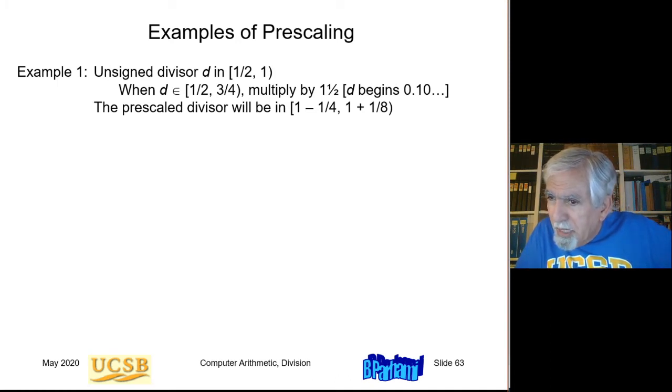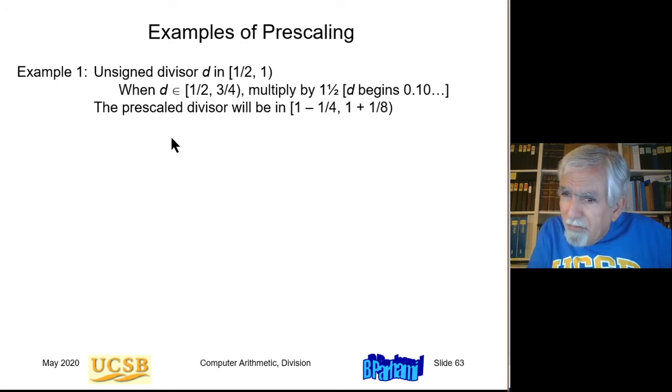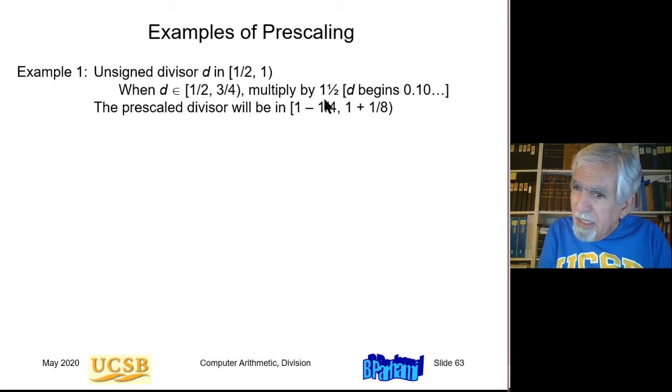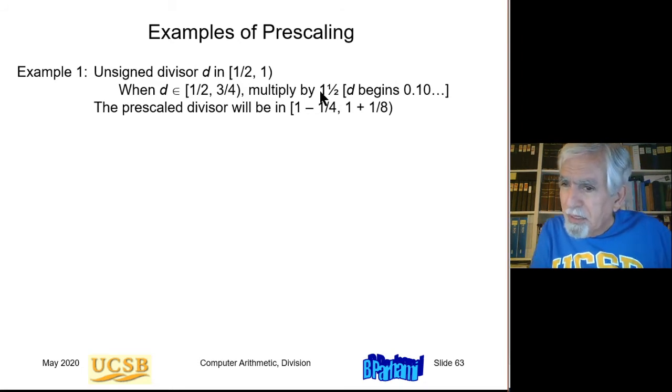So 0 point, that means it's positive. The first one after the radix point is 1/2. And if the second bit was also 1, that would be 3/4. But I want the value to be greater than or equal to 1/2 and less than 3/4. So it should begin with 1, 0. So it's pretty easy to distinguish whether we are in that range. And then we multiply by 1.5. That's basically shift and add. Shift D to the right to get 1/2 D, and then add to D to get this.